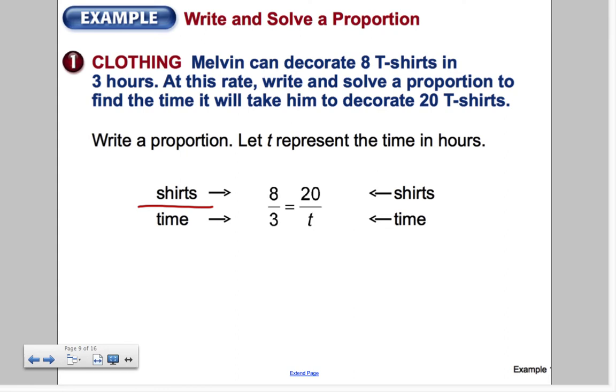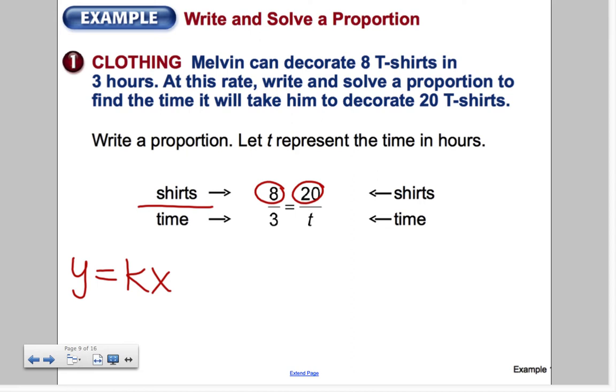So here, they did the first ratio where they have shirts over time. Do you agree that 8 and 20 are the 2 numbers in the problem that describe T-shirts? Do you notice how they're directly across from each other? That is called direct variation, where it directly varies with the other situation. Do you agree that y is directly across from x? Remember how I told you this is direct variation? The 2 variables directly vary because they're directly across from each other.